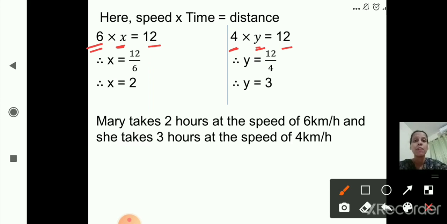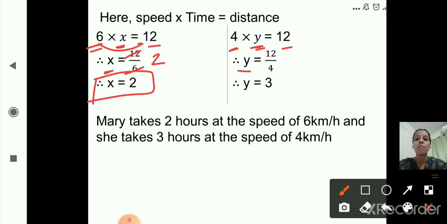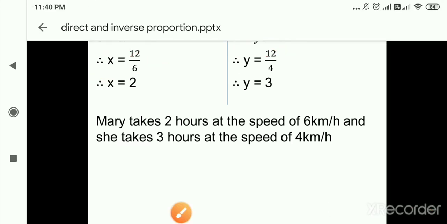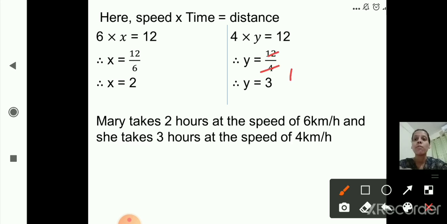Now as we have to find the value of X, so X will remain here as it is on the left hand side. Now this 6 will go down. So 12 upon 6. Now we can cancel this. 6 1s are 6, 6 2s are 12. So what did we get? X is equal to 2. Now we will solve this side. Y is equal to, as we have to find the value of Y, we will keep it here. And 4 will go down. So 12 upon 4. So 12 divided by 4, that is 4 1s are 4, 4 3s are 12. So Y is equal to 3. Right, and here we got X is equal to 2.